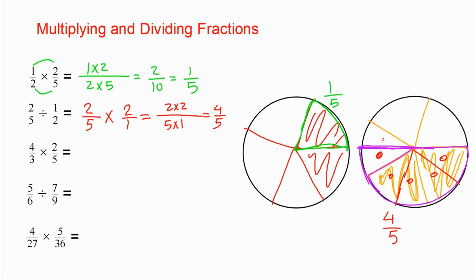Now, I'm going to look at the next few examples. So this would be 4 times 2, which is 8, and 3 times 5 is 15. That would be the final answer because I cannot simplify it further.